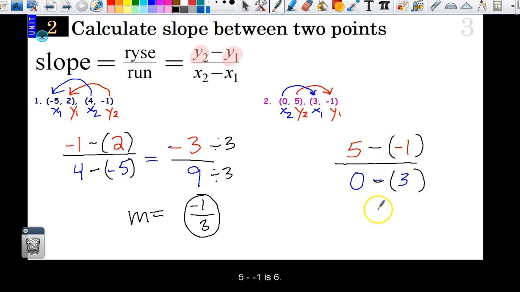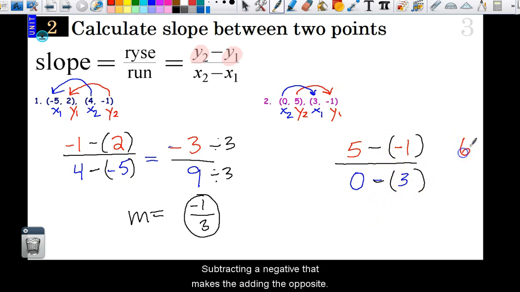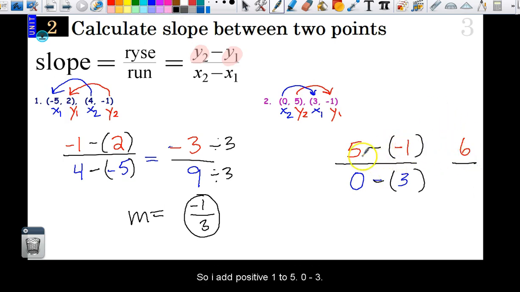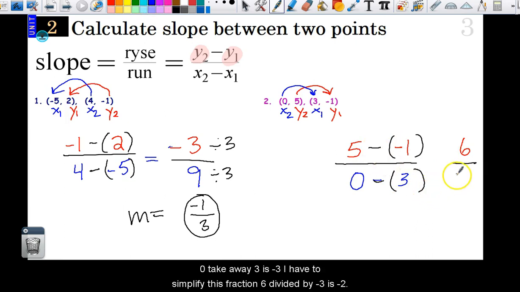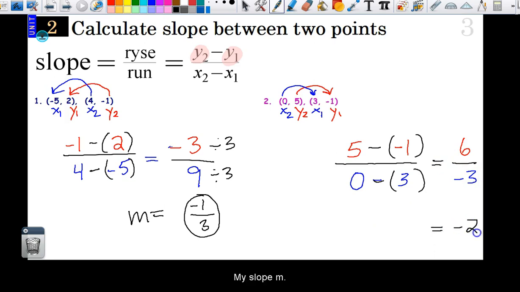5 minus negative 1 is 6. So I'm subtracting a negative, that makes an adding, the opposite. So I add positive 1 to 5. 0 minus 3. Well, 0 take away 3 is negative 3. I have to simplify this fraction. 6 divided by negative 3 is negative 2. My slope, M, is negative 2.